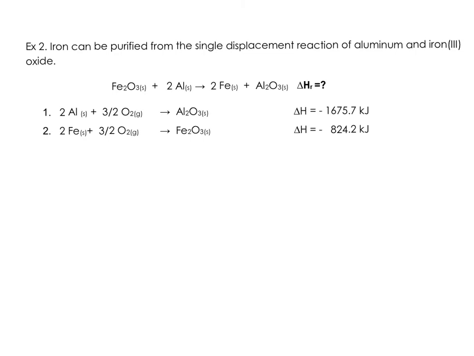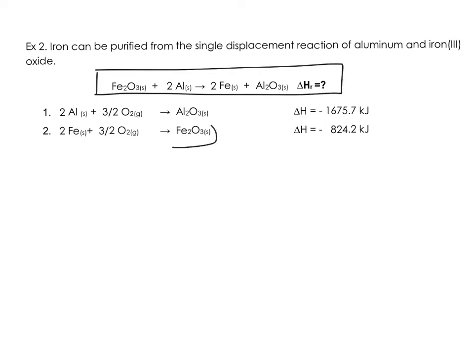Okay, example number 2. Iron can be purified from the single displacement reaction of aluminum and iron 3 oxide. So here is our overall equation. And we have 2 thermochemical equations to manipulate. So let's find something that's unusual in one of these reactions. O2 would not be something you would pick because it's in both equation 1 and 2.